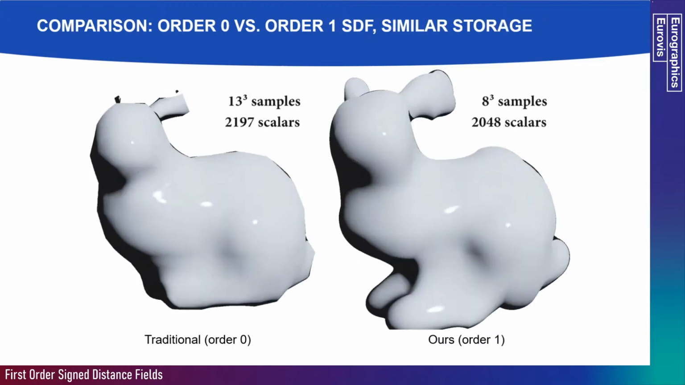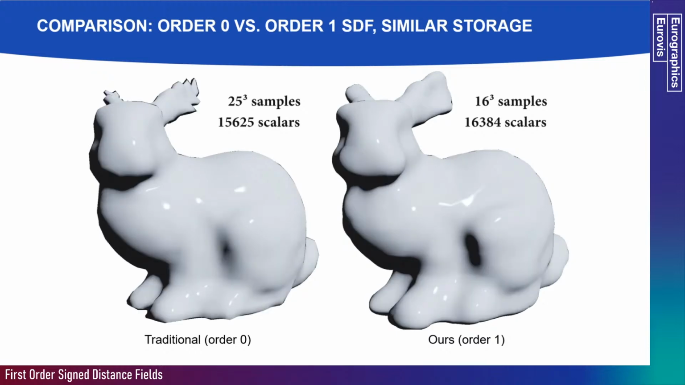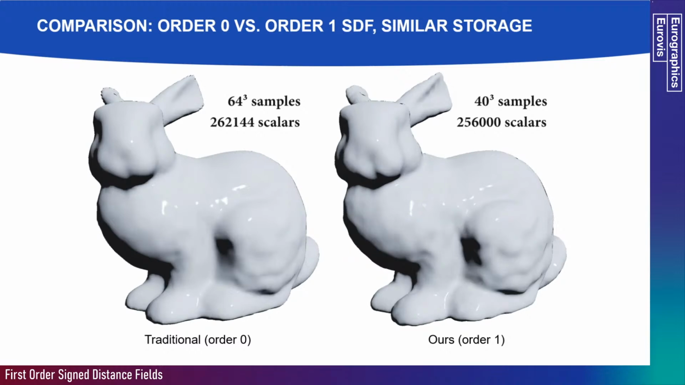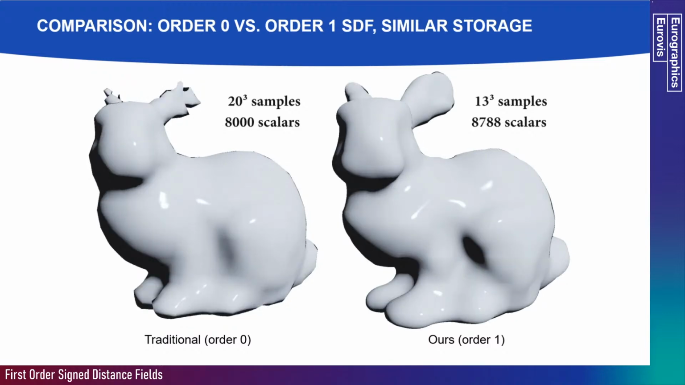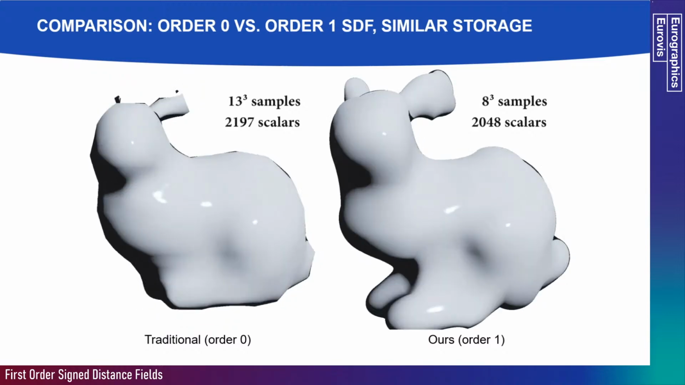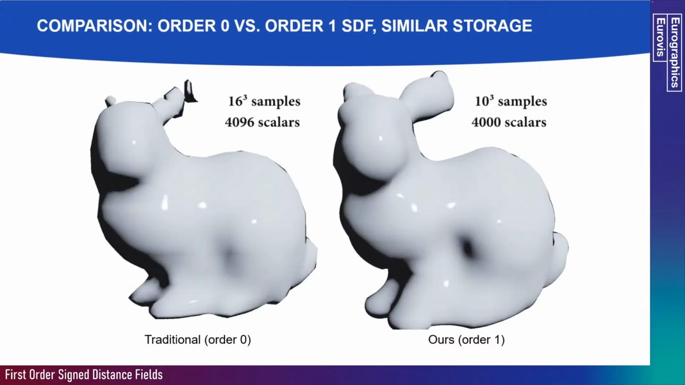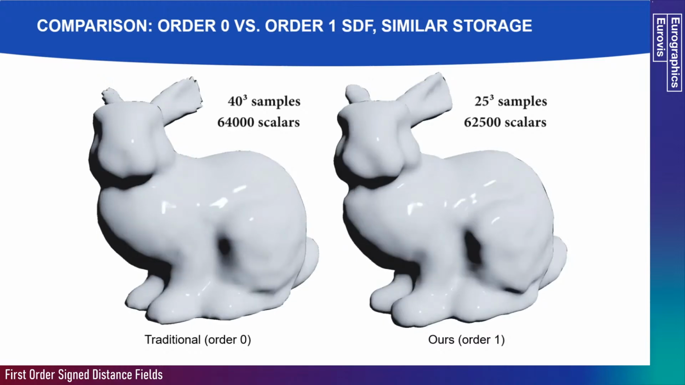Another interesting comparison is how these fields look when we let them store the same amount of scalars. The first-order field on the right still offers higher detail. The first-order representation here uses a naive approach though. Each sample stores the coefficients of the first-order Taylor polynomial in 4 pieces of 16-bit floating point numbers. This can be improved as shown in our paper.